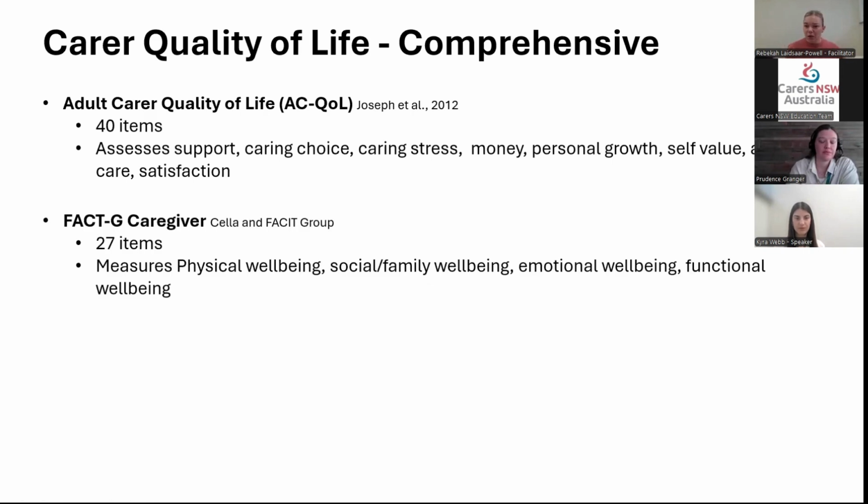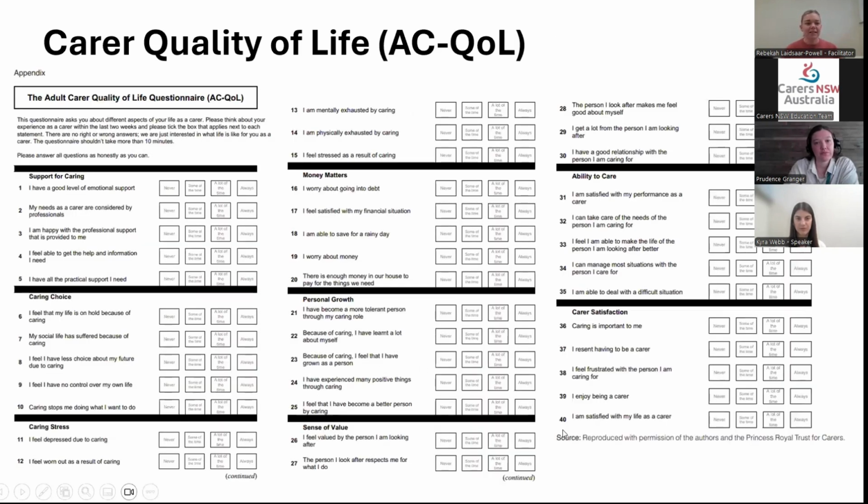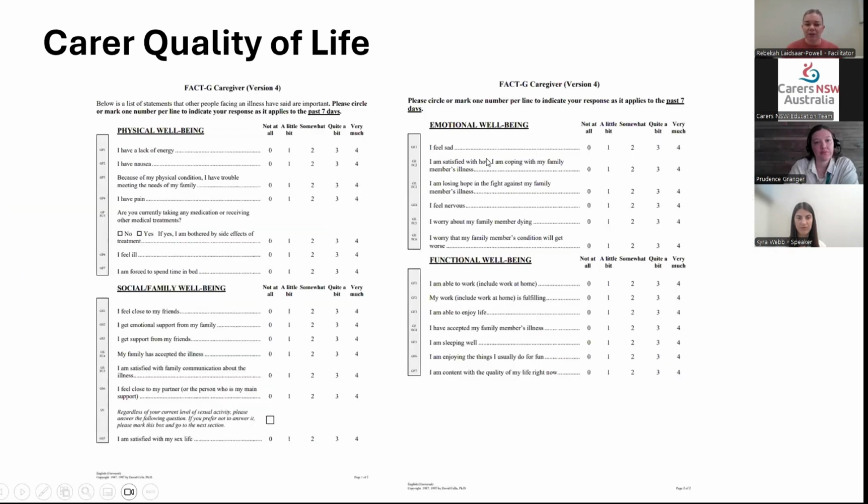As well as another comprehensive, quite different measure of carer quality of life is the FACT-G caregiver, which is 27 items, and it is an adaptation of a person living with illness measure, but that's been adapted to carers. And it measures things like physical well-being, social and family well-being, emotional and functional. So you can see here, this is the adult carer quality of life measure, which has a number of different domains. And these are domains that are sometimes less captured in a lot of the carer research, as well as that FACT-G, which has got items across those different domains.